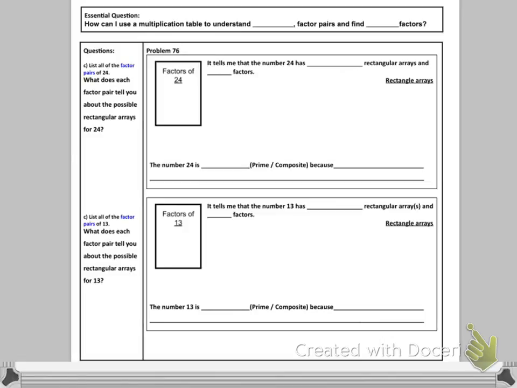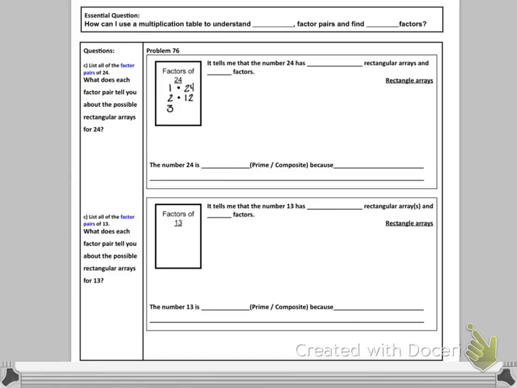Factors means we need to find all the different ways to get to 24. Always remember the easiest one that a lot of people forget about. Start with the number 1. 1 times 24 is 24. And we're going to go right down the list. 2. If you follow 2 on your multiplication table, you will notice 2 times 12 is 24.